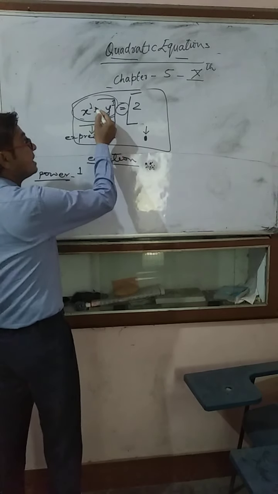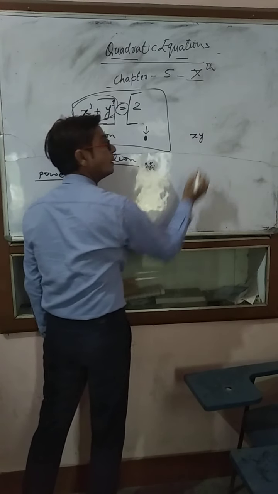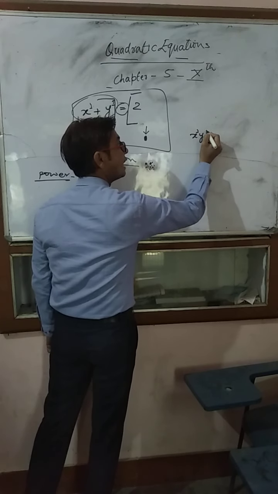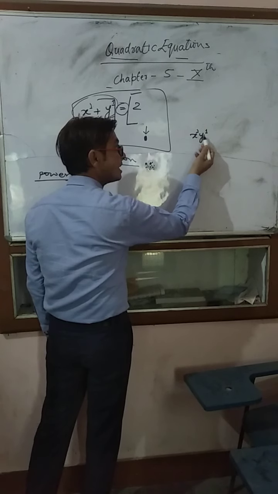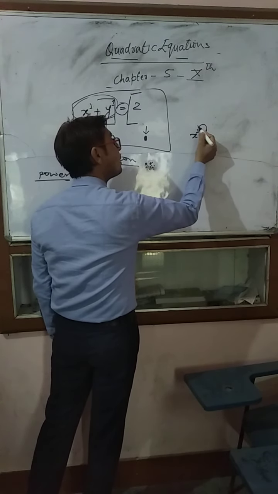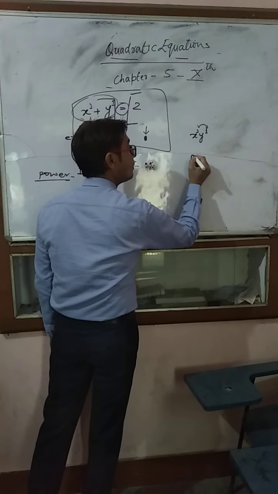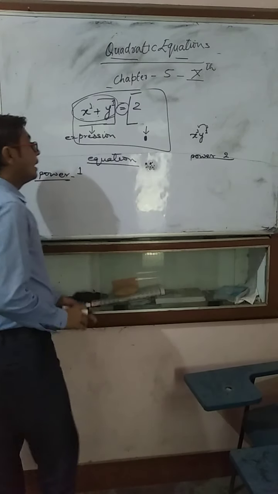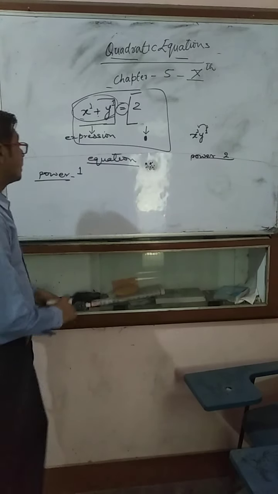But in case there is a multiplication sign, suppose x y. x has power 1, y has power 1, and there is a sign between x and y, that is multiplication. So these two powers will be added. So what does the power become? The power becomes 2. So highest power 1, highest power 2.